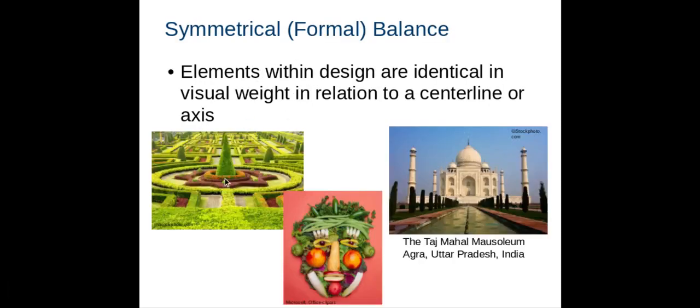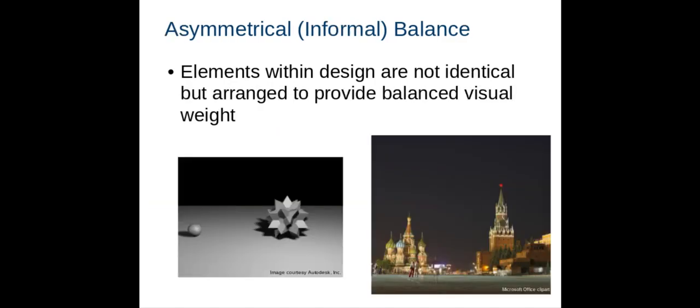Symmetrical balance is right here. You can see there's symmetry. Symmetry is where the same things are the same on either side. Elements are identical in visual weight on one side or another relative to a center line. See this one, you can also see symmetrical. The left and right is pretty much equally weighted. Same with the Taj Mahal on the right, equally weighted.